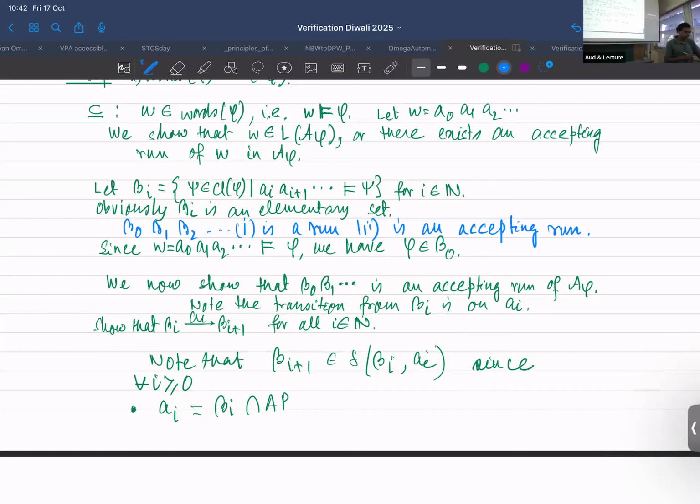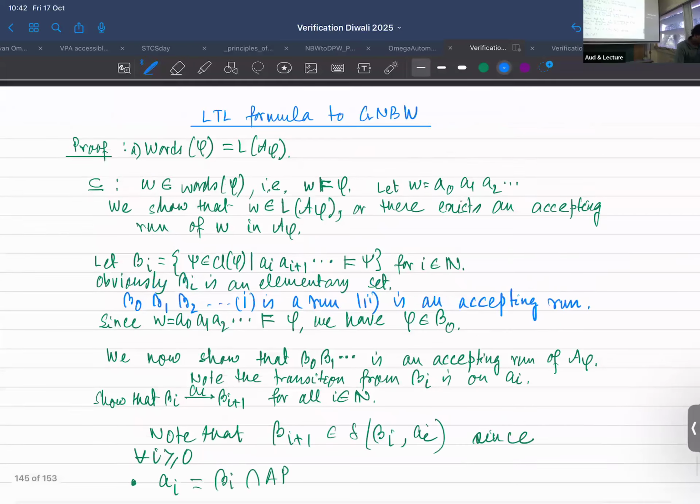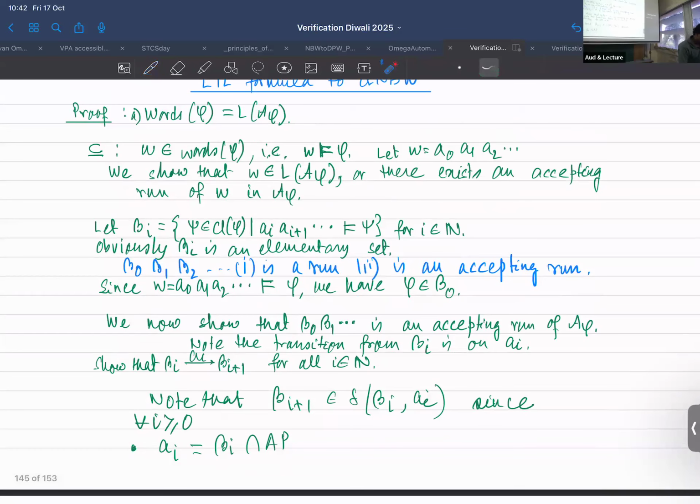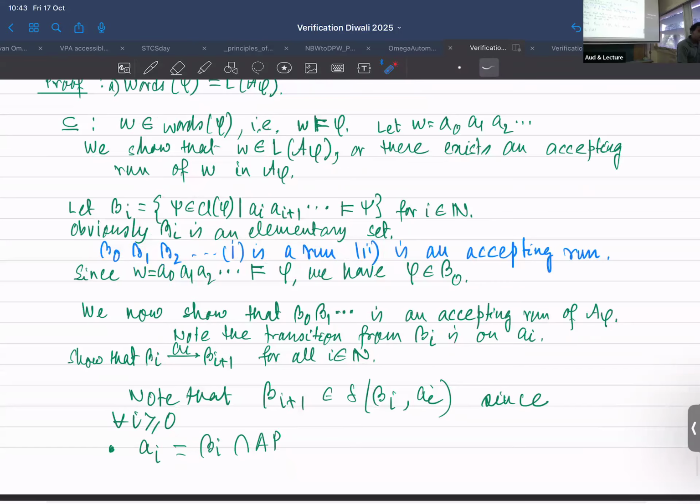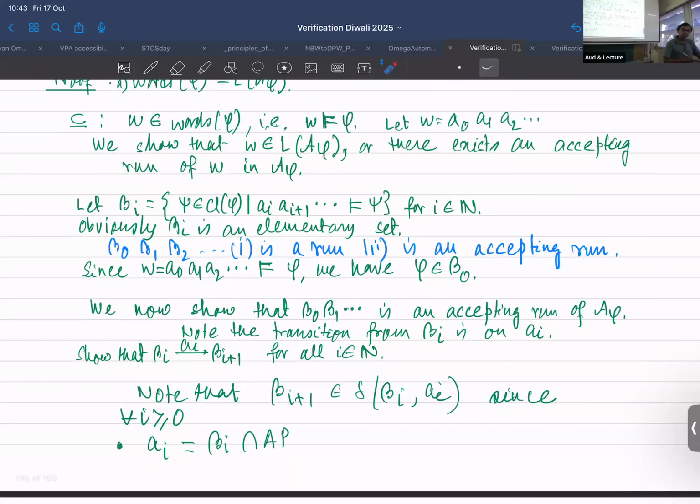Accepting run. Okay, so now one thing to note here is that by our assumption, we are showing that W belongs to words of phi, and we are going to show that there is an accepting run. If W belongs to words of phi, that means this word satisfies phi. And hence, by the definition of beta 0, this phi also belongs to beta 0. The input formula phi belongs to beta 0. Is it clear?